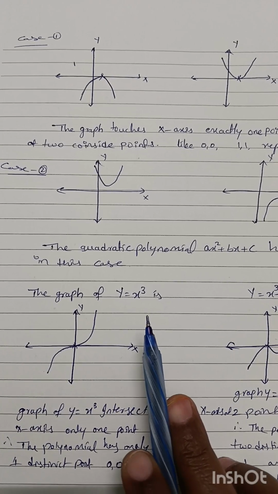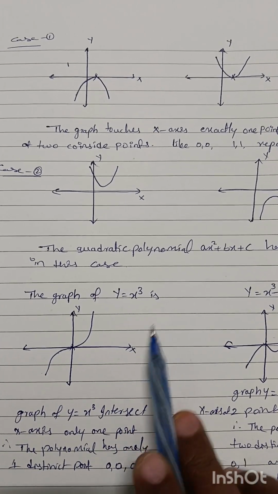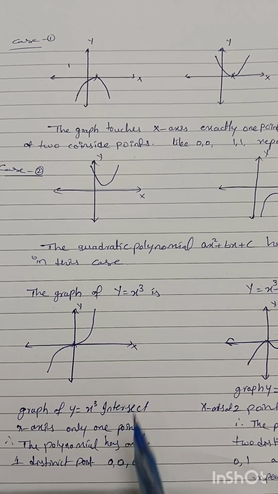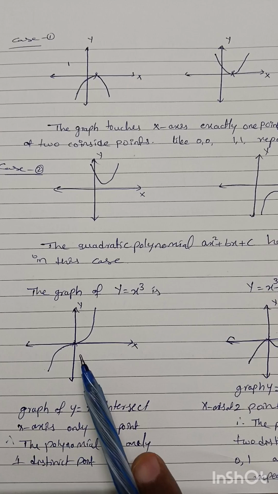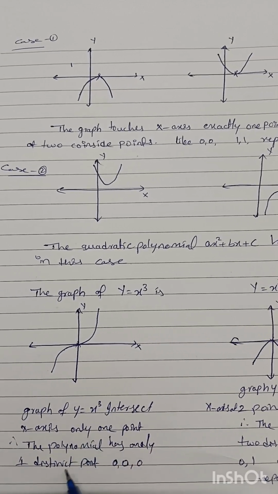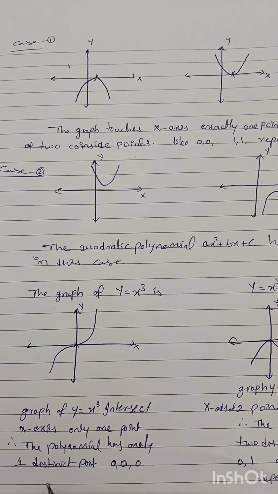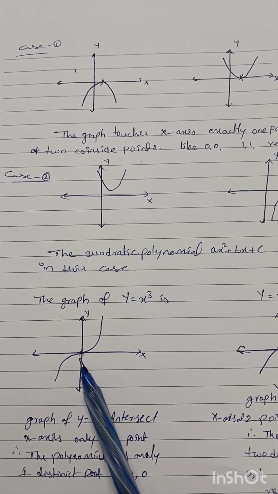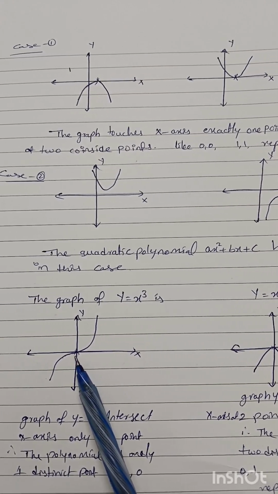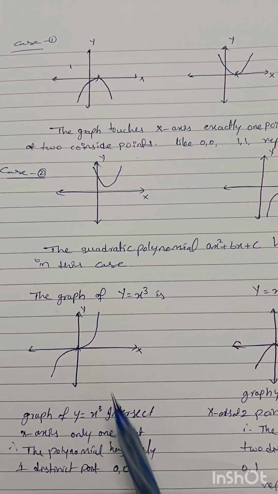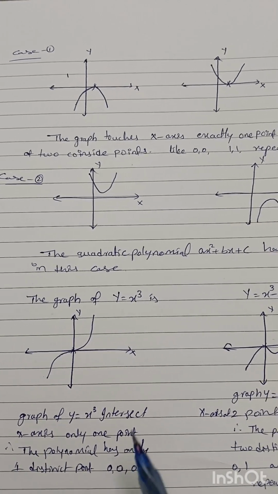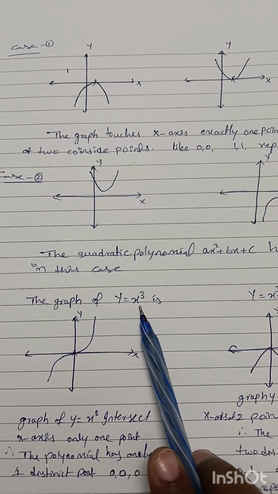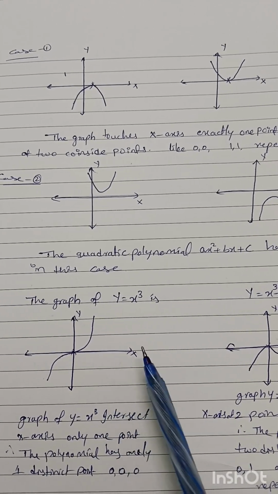The graph of y equal to x cube, that is a cubic polynomial, is like this. The graph of y equal to x cube intersects the x-axis at only 1 point. So the polynomial has only one distinct zero, that is 0. So the repeated zeros are 0, 0, 0. So the zeros of y equal to x cube are 0, 0, 0.